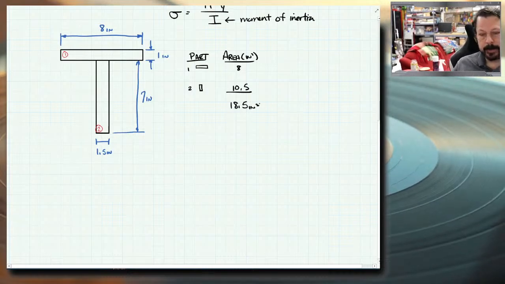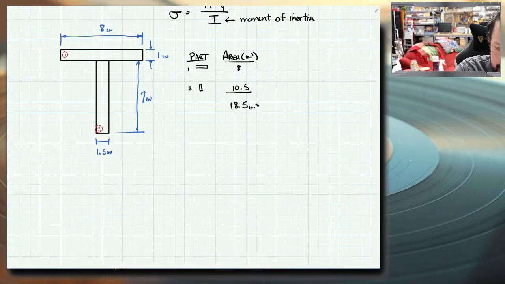Now, we can be smart about where we put the axis for reference, and we'll just put the y-axis right through the middle. And we'll put the x-axis down at the bottom.